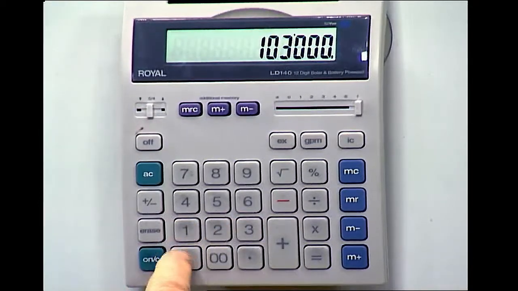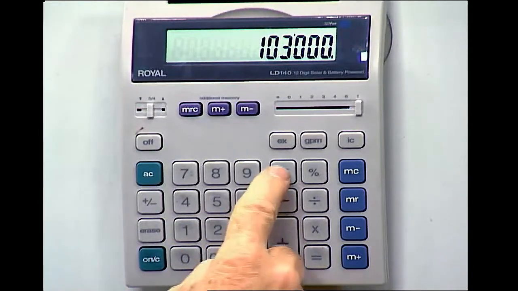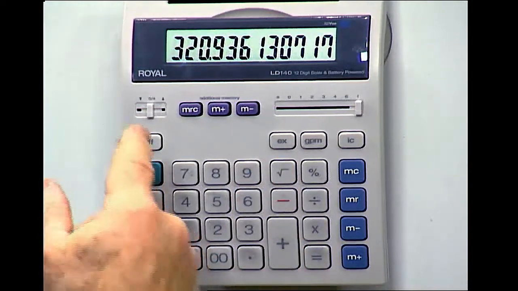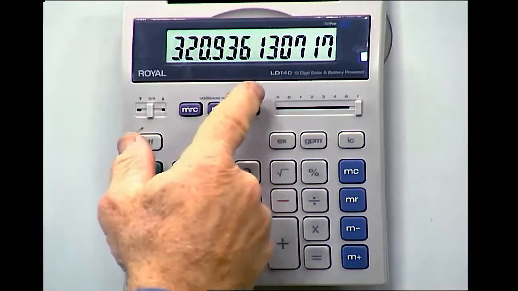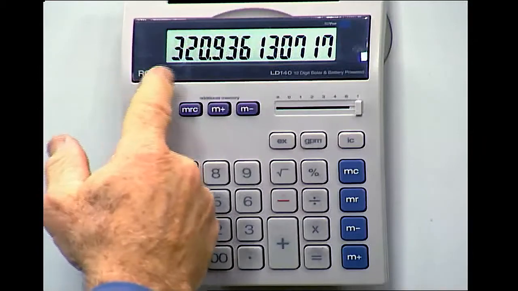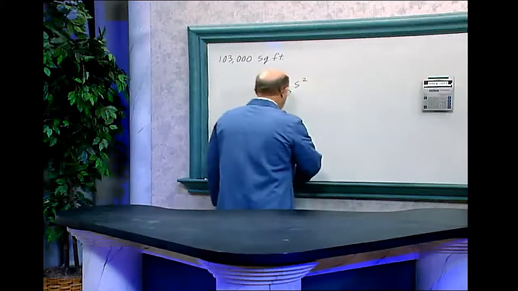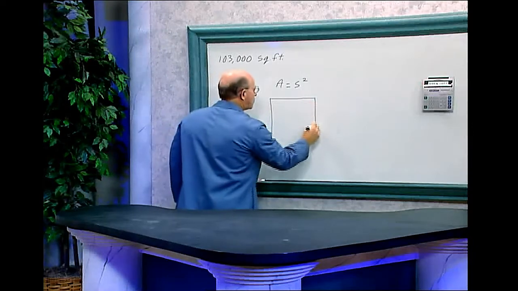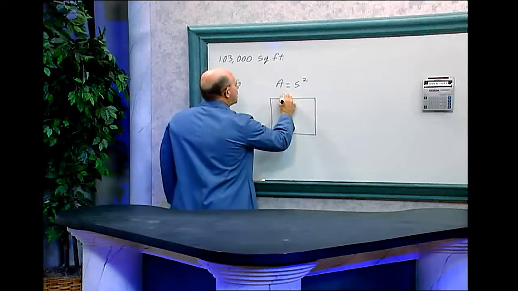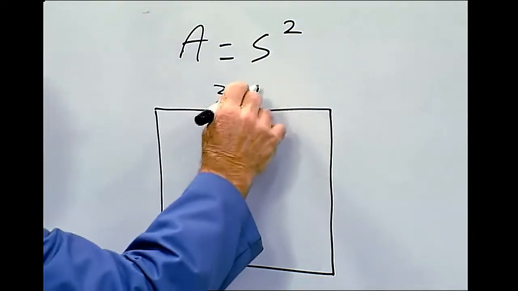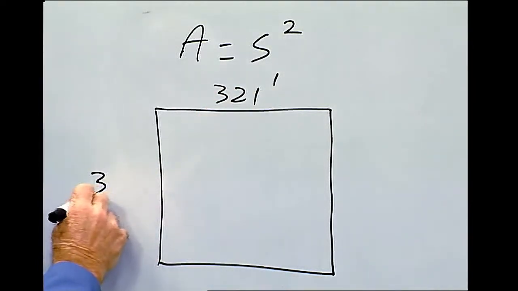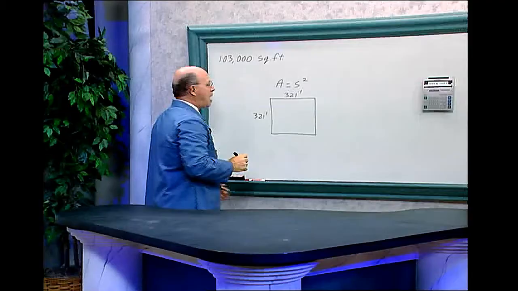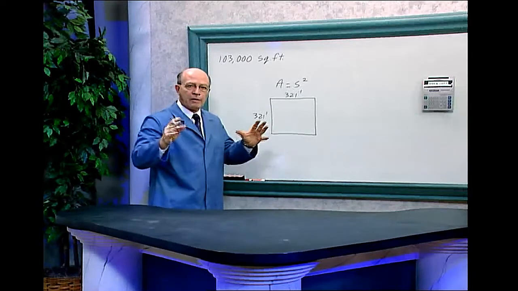103,000. And all we have to do is press the square root key. And the number is 320.936. So we'll just round that to 321. So if we imagine that building as a square, that's 321 feet and 321 feet. Now we have a little idea of that building as a square.